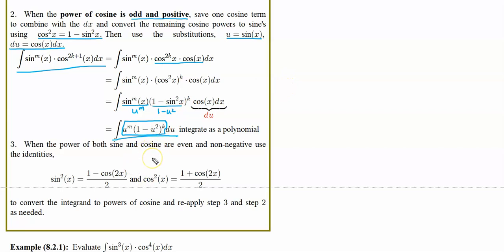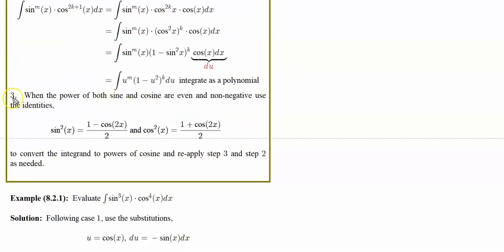Now let's take a look at case 3. Now down here in case 3, we're going to consider what happens when the sine and cosine have even and non-negative powers associated with them. Well, in that case, what you're going to do is to use these two identities. So you're going to replace sine squared in your integrand with 1 minus cosine 2x over 2. That's a trig identity. And any place you have a cosine squared, you're going to replace it with 1 plus cosine 2x over 2.